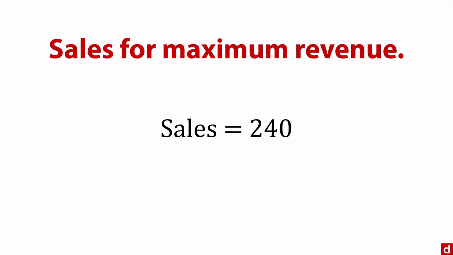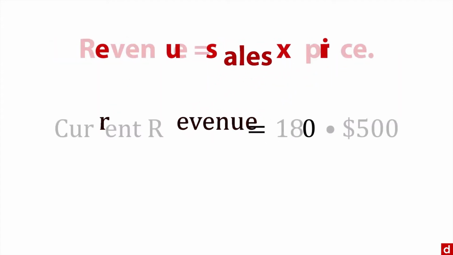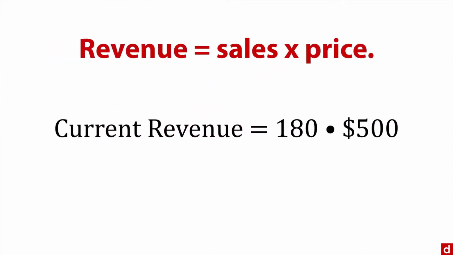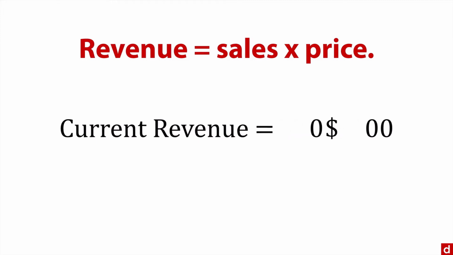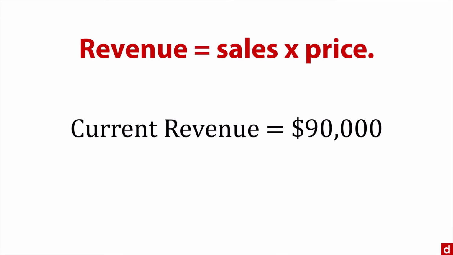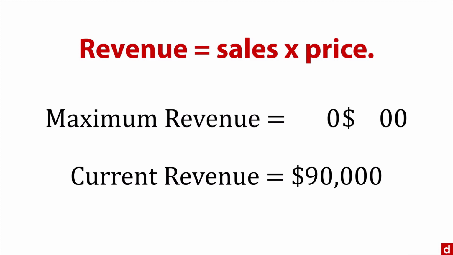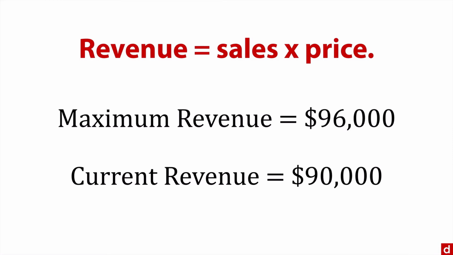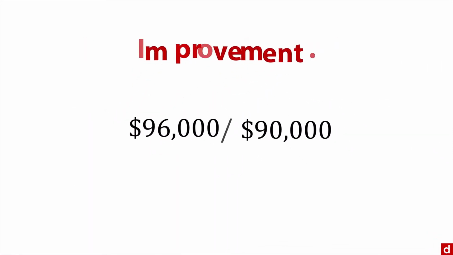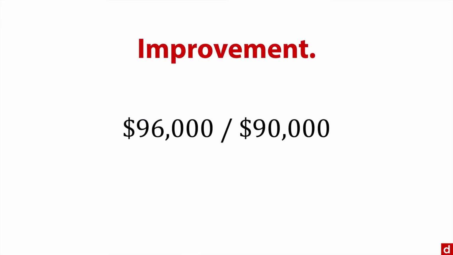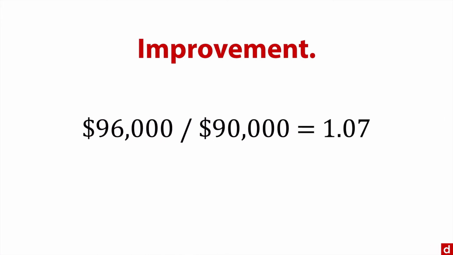So let's compare this. The current revenue is 180 new subscriptions per week at $500 per year. And that means that our current revenue is $90,000 per year. I know it sounds really good, but we can do better than that, because the formula for maximum revenue is 240 times 400. When you multiply those, you get 96,000. And so the improvement is just the ratio of those two. 96,000 divided by 90,000 is equal to 1.07. And what that means is a 7% increase.